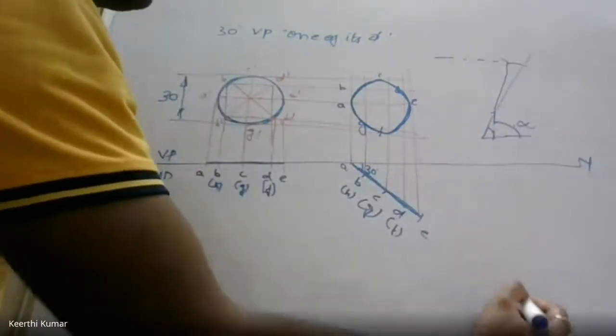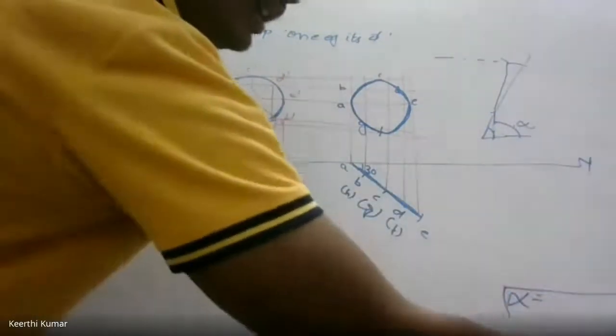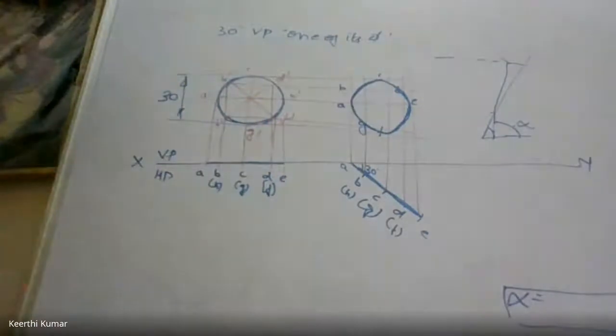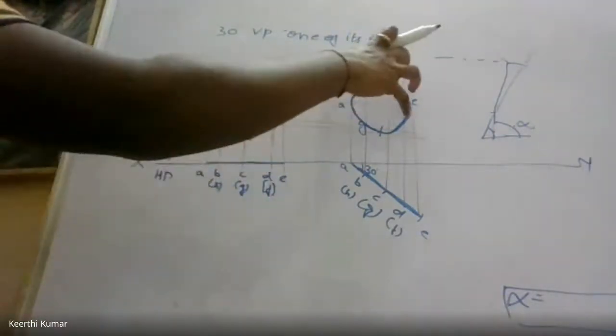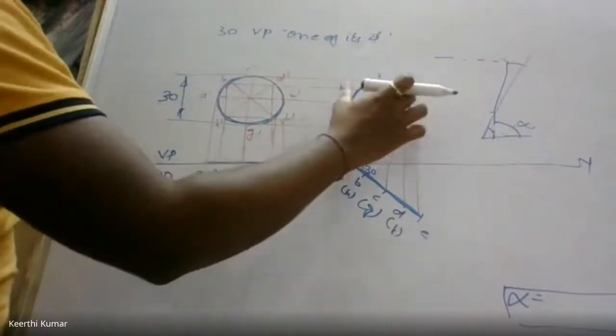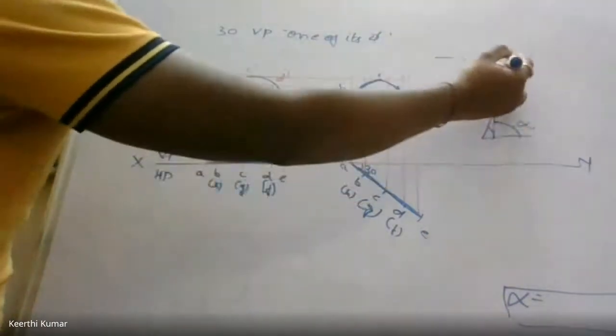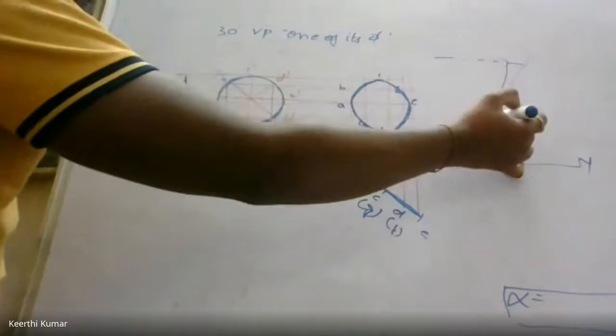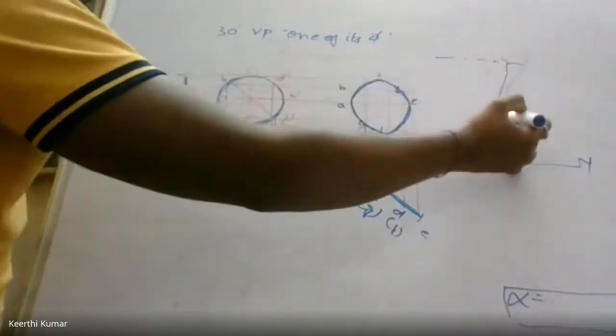What is alpha? Alpha is nothing but apparent inclination. What is that angle? You should mention. Then you try to copy the second figure over here. That's all. AE. Make sure AE has to come on this second point. A can come here or it can come here. The point E can come here or it can come here.